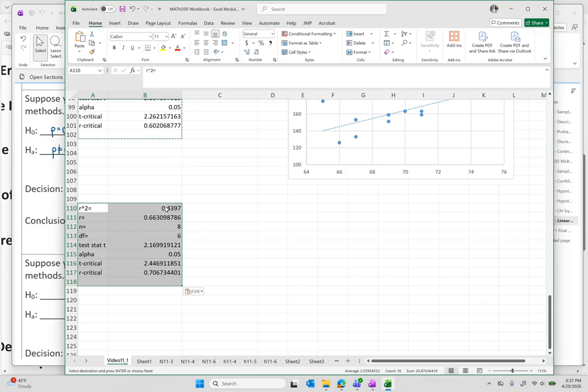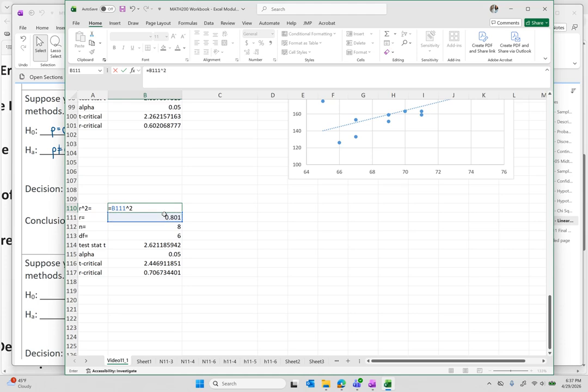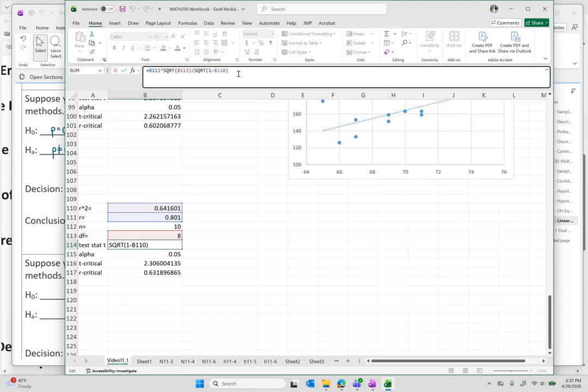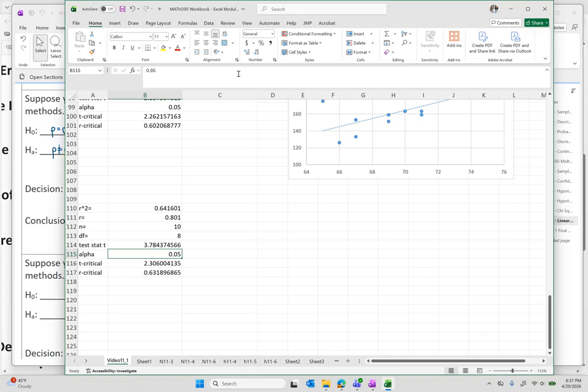Here they are giving me the r, 0.801. Therefore I'm going to find r squared by squaring this r, instead of backwards where Excel gives it to me. And they gave me n to be 10, so the degrees of freedom will be 8. I can find the test statistic using the data in the four rows above. They are asking for alpha to be hopefully 0.05.